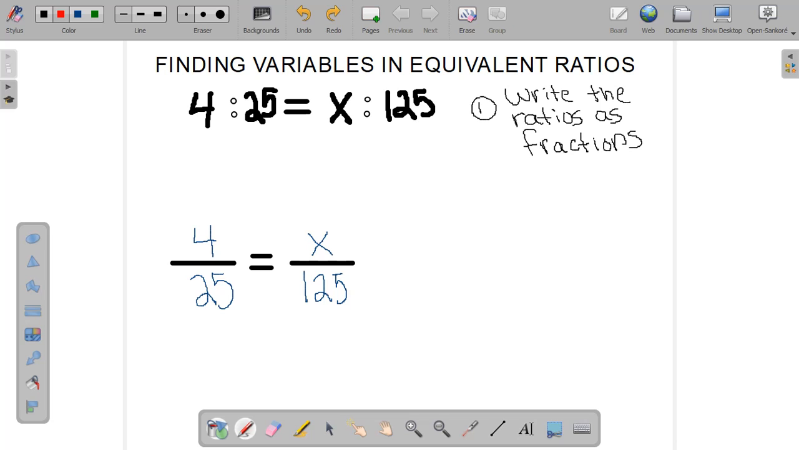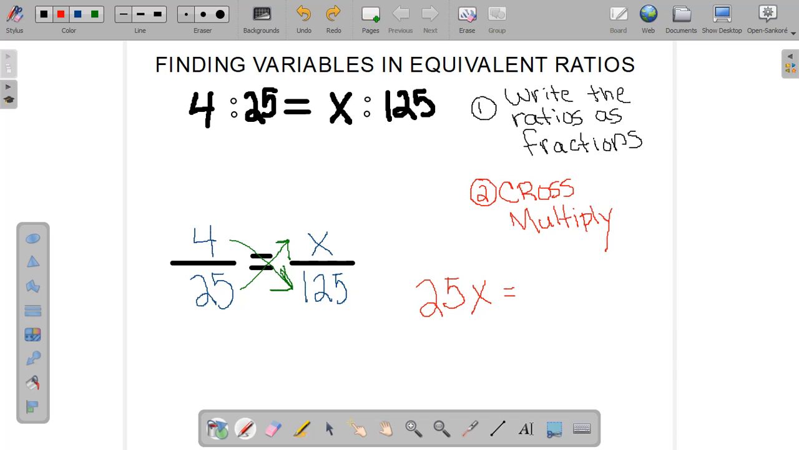All right, now, step 2. Step 2 is very easy. Cross multiply. What does cross multiply mean? It means denominator to numerator, numerator to denominator. 25 times x, very simple. 25x. Then we do 4 times 125.